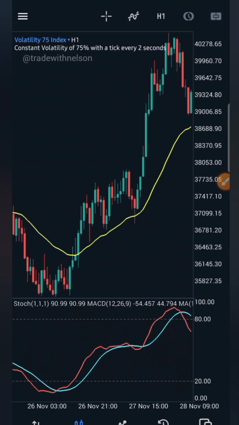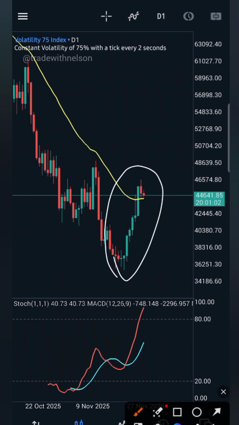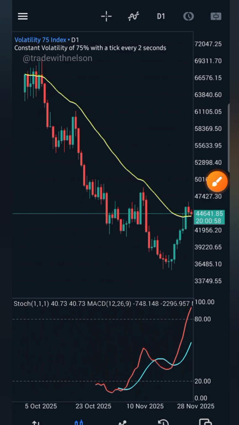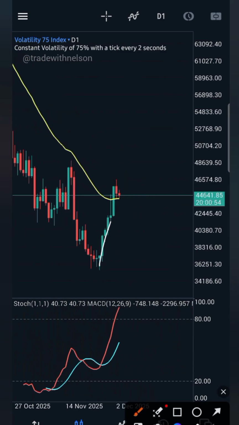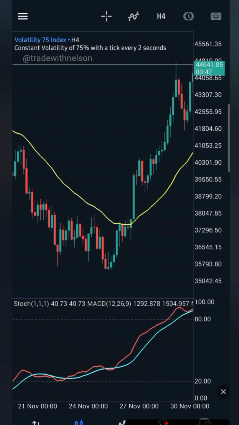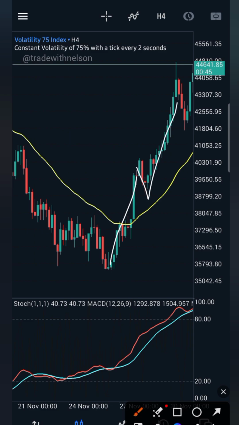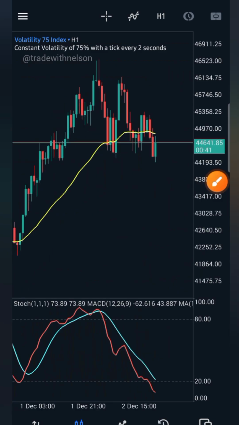So this is volatility 75. You can see if you go to the daily time frame, you can see that this is not yet enough information to buy or sell to the downside, because here we have a sell condition, and you can see this long retracement. So we go to the 4-hour time frame and see how it is acting over there. You can see that we have a break, retrace, break, retrace. Then you can go to your 1-hour time frame again.